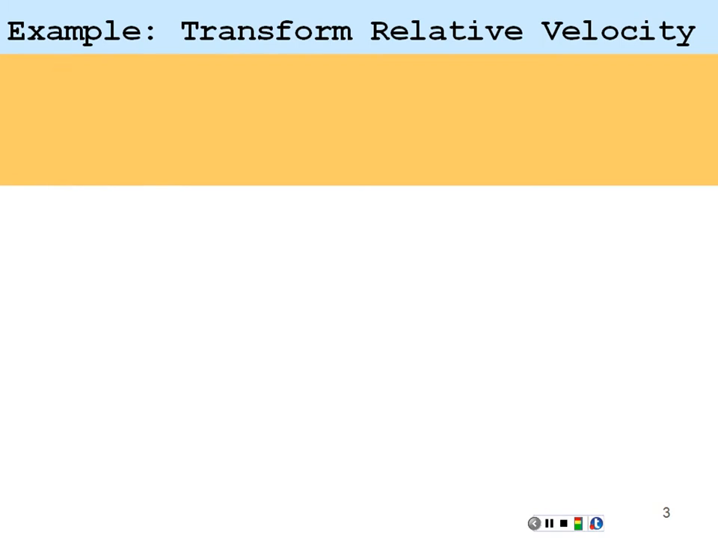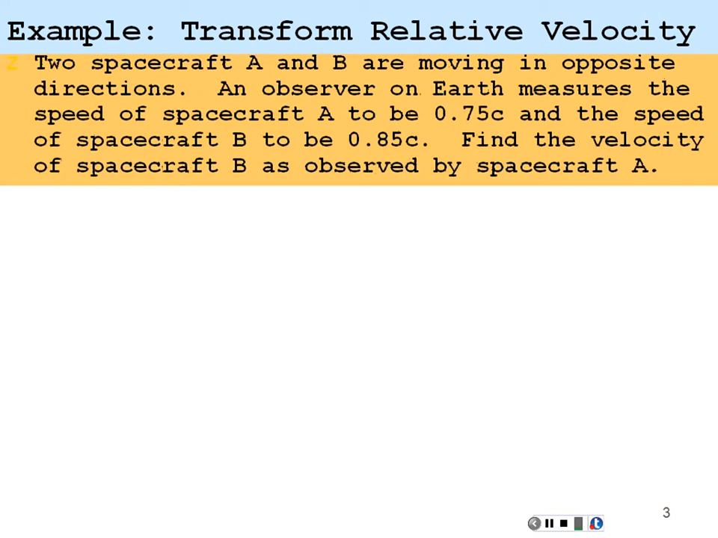Let's try this out. Here's a problem. Two spacecraft, A and B, are moving in opposite directions. An observer on Earth measures the speed of spacecraft A to be 0.75 c and the speed of spacecraft B to be 0.85 c, and they're headed towards each other. Find the velocity of spacecraft B as observed by spacecraft A. If this were a Galilean problem, then you would conclude that 0.75 c plus 0.85 c would be 1.6 c and be above the speed of light, and that can't possibly happen.